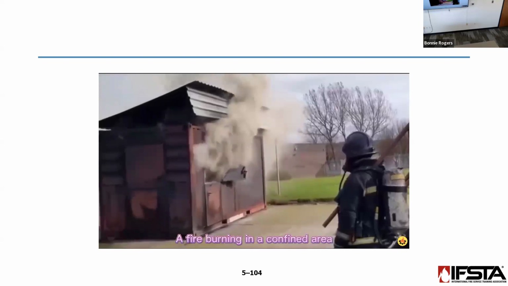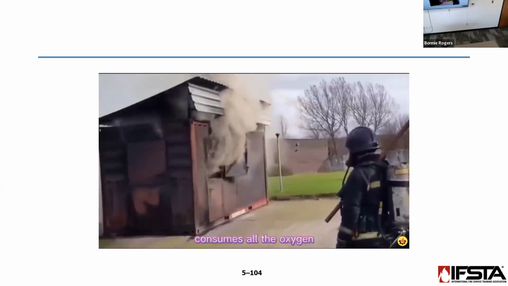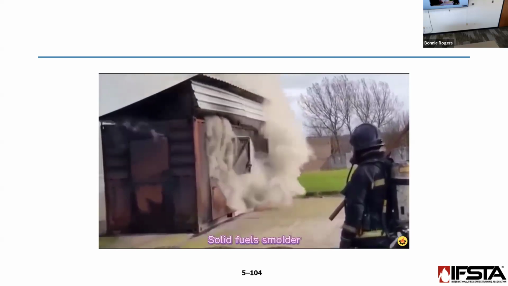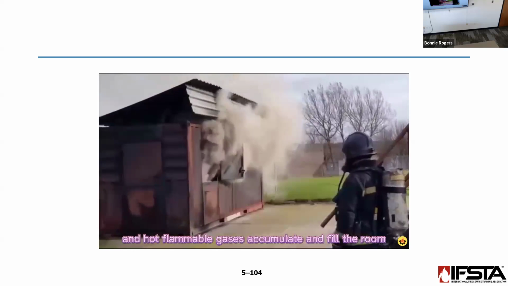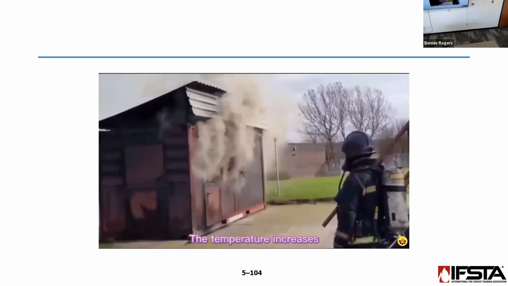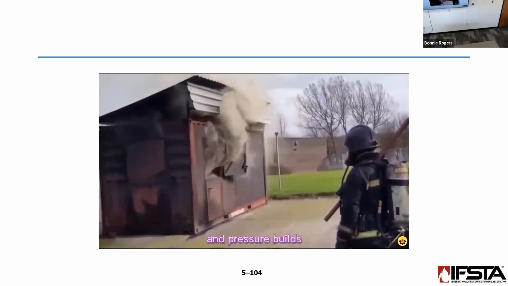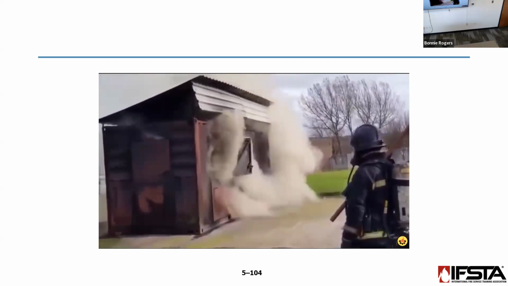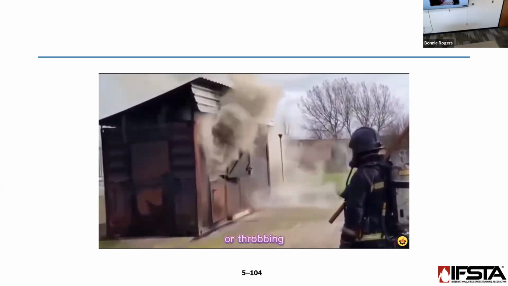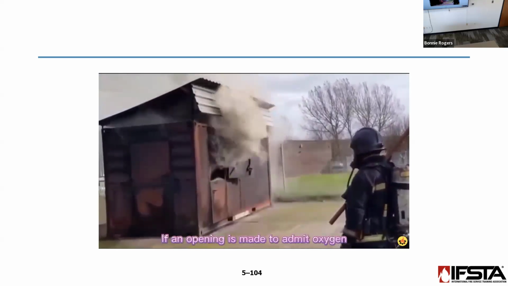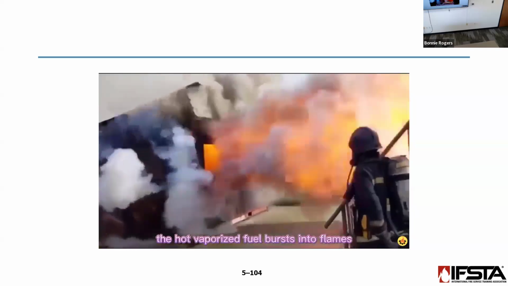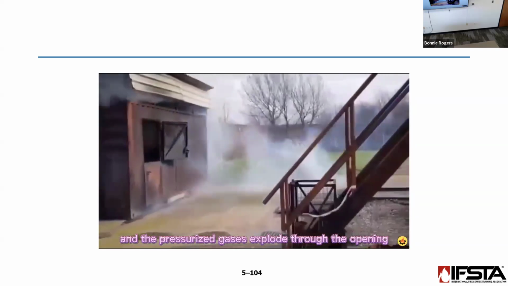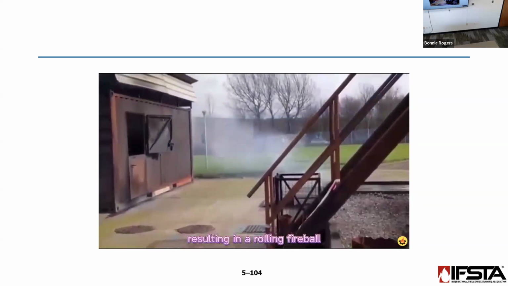A fire burning in a confined area consumes all the oxygen. Visible flames disappear, solid fuels smolder, and hot flammable gases accumulate and fill the room. The temperature increases, the gases expand, and pressure builds, pulsing against doors and windows from outside. The building may look like it is breathing or throbbing. If an opening is made to admit oxygen, the hot vaporized fuel bursts into flames and the pressurized gases explode through the opening, resulting in a rolling fireball.